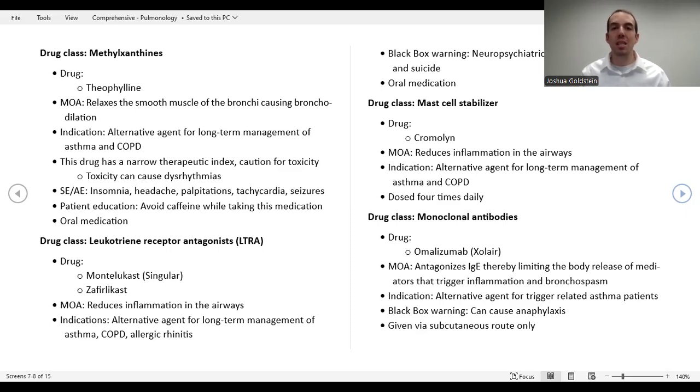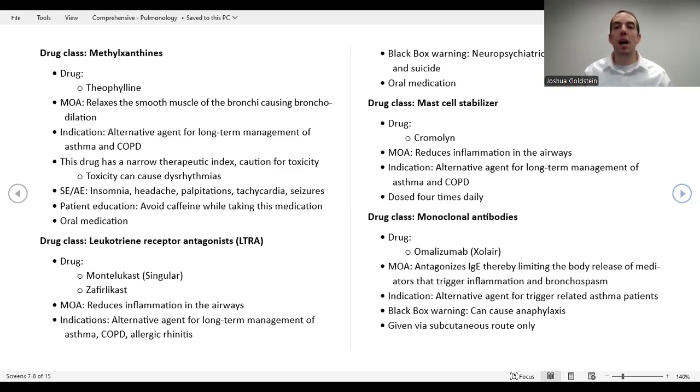You may recognize montelukast because this is also a prescription medication we use very often for allergies. So you may have patients that take Singulair for their allergies or for their asthma. It is used for both. Next, we have our mast cell stabilizer. That's Promelin. Again, this is the last one on our list of chronic medications that we use for long-term management of asthma. The drug in this class is Promelin.